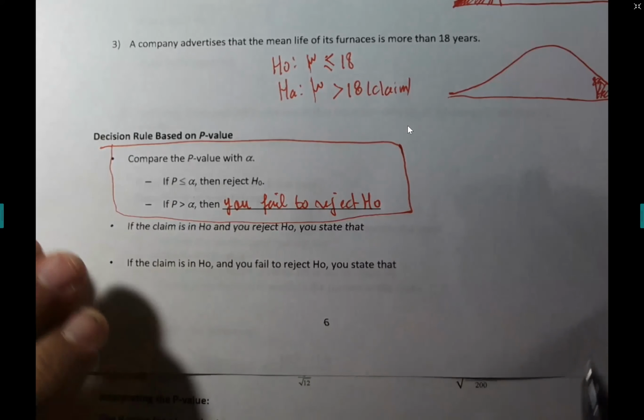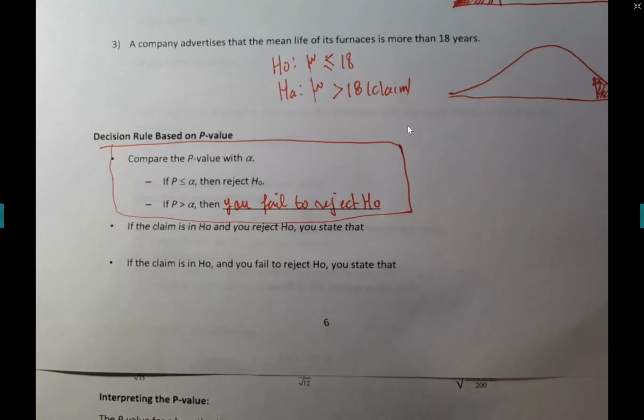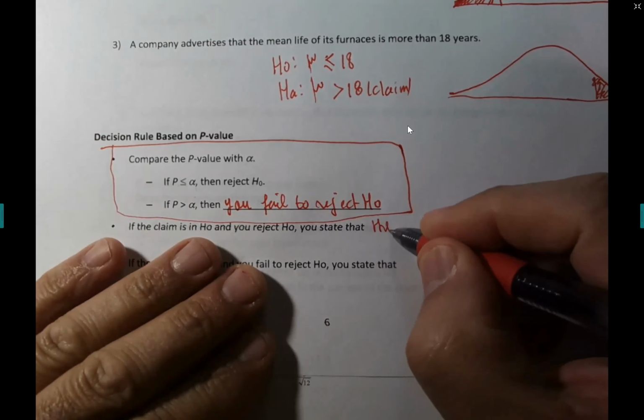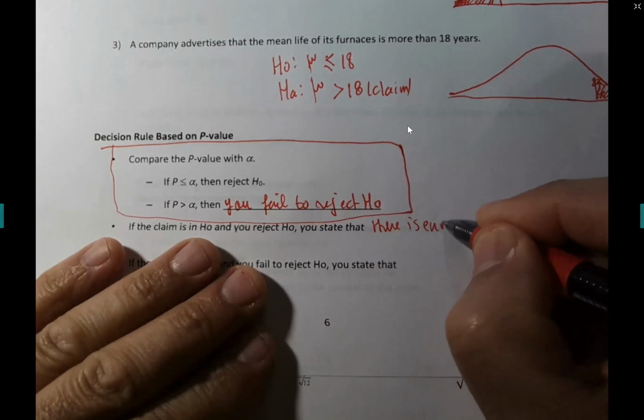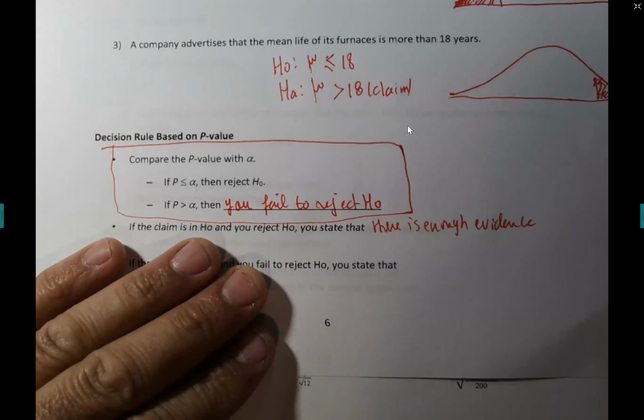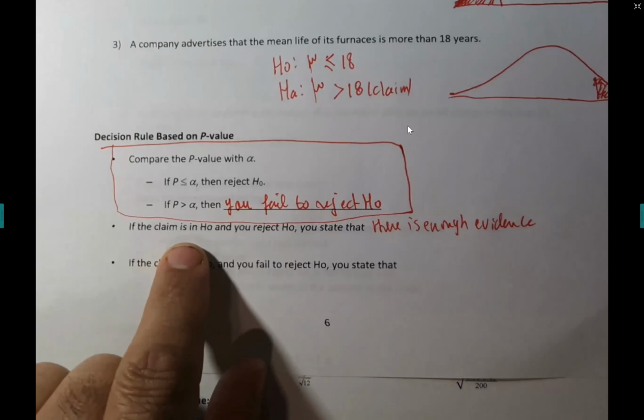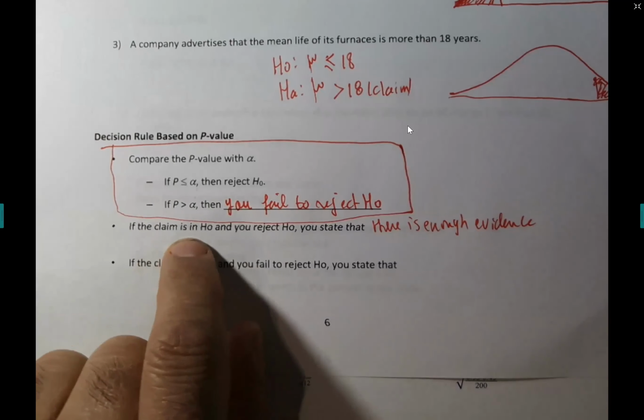Now, let's say your claim is in H0, turns out to be in the null hypothesis, and you reject H0. What do you tell a reader? How do you state your conclusion? At the very end, guys, you are studying a claim, whether you're going to be able to support the claim or not support the claim. So if your claim is in the null hypothesis and you end up rejecting the null hypothesis, what do you say about the claim? You reject the claim. Exactly. There is enough evidence to reject the claim because the claim is a part of the null hypothesis.